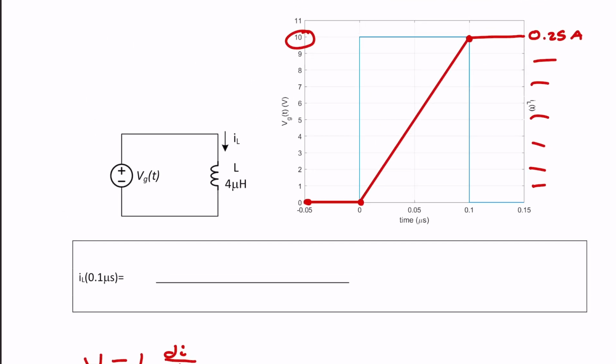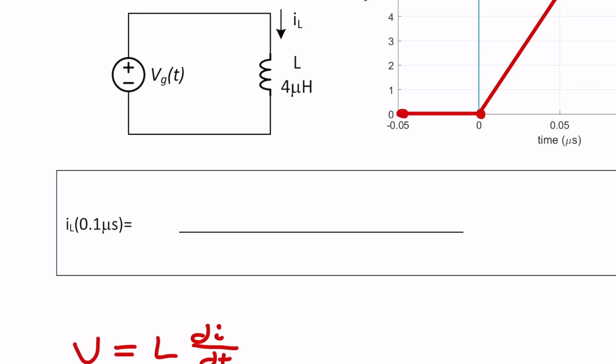And yeah, so then we know that at the time it's asking us, at 0.1, it is 0.25 amps.